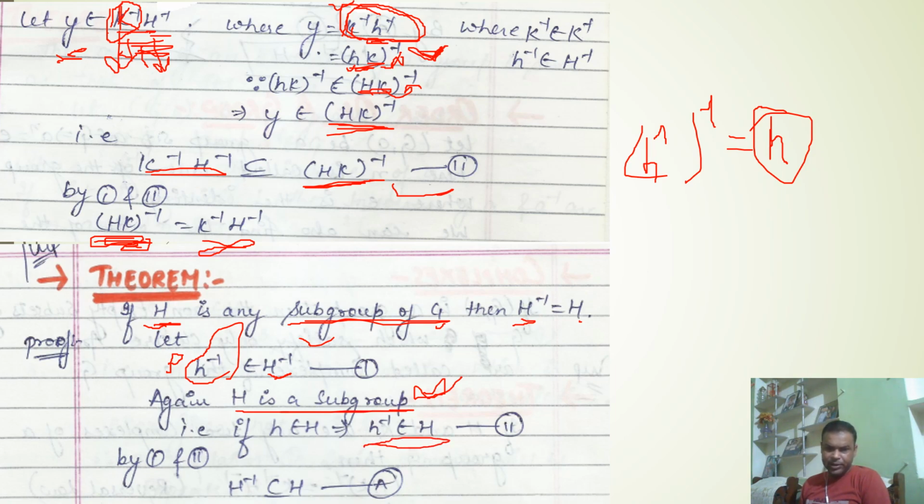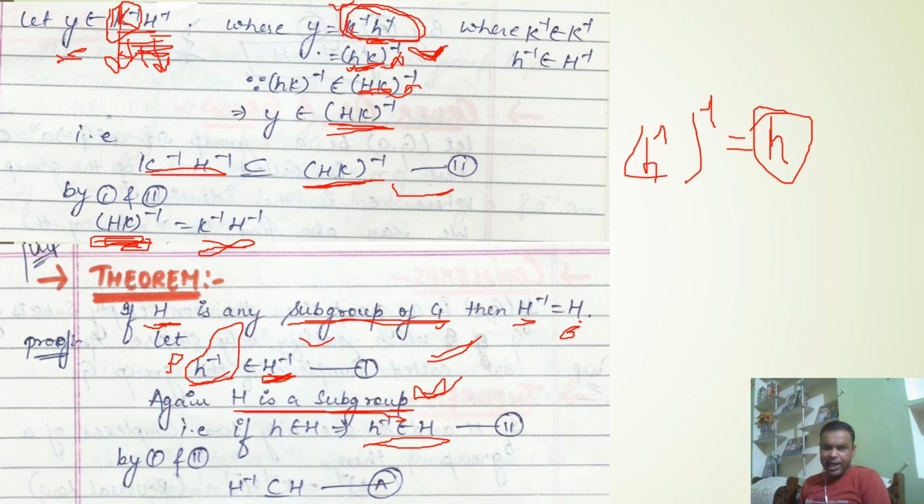Please listen again. First we are writing it. Let H inverse belong to H inverse. This is the property of closure. I am writing it here. Again, H is also a subgroup.